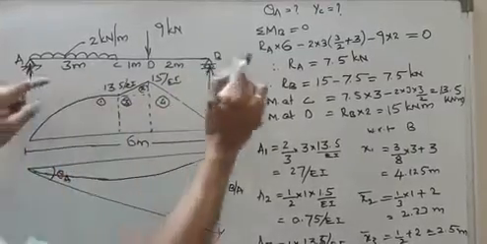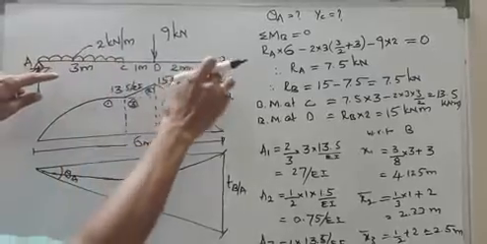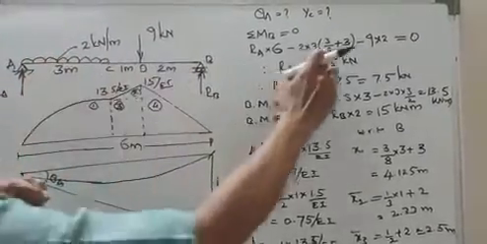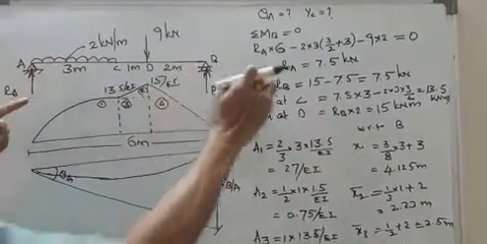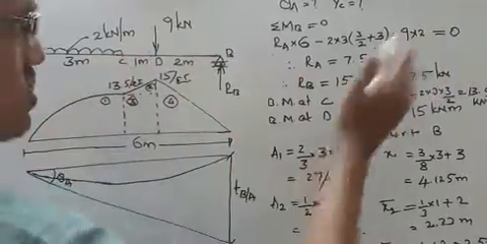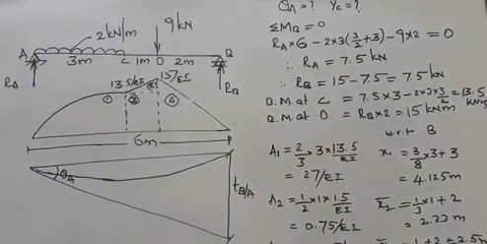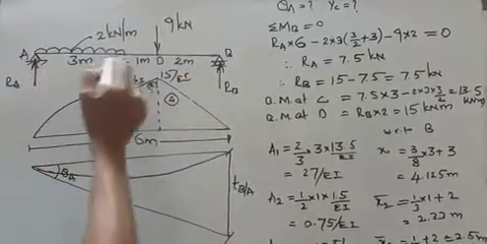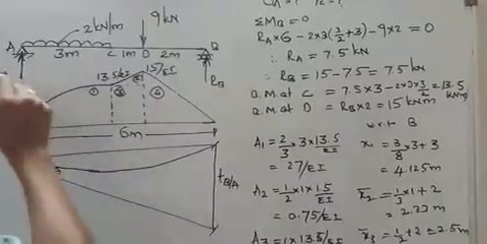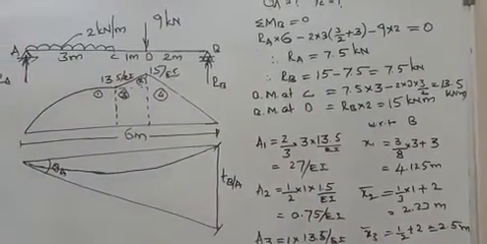That is RA into 6 minus the bending moment due to UDL about B, that is 2 into 3 by 2 plus 3. The center of UDL to B, that is 3 by 2 plus 3. Then minus 9 into 2 equals to 0. If you simplify for RA, you will get 7.5 kilonewton. Then RB equals to total load minus RA. Total load is 2 into 3, 6, plus 9, 15. 15 minus RA, that is 7.5, will give you RB equals to 7.5 kilonewton.